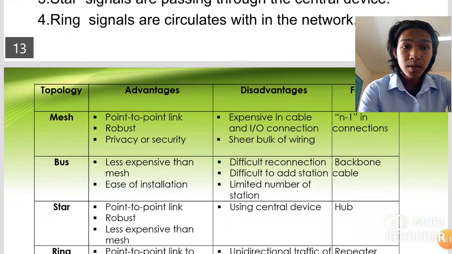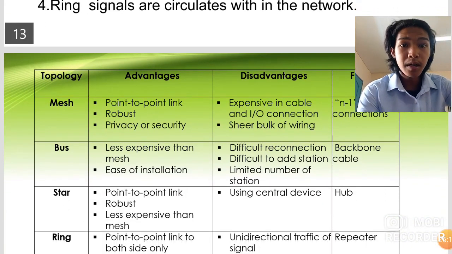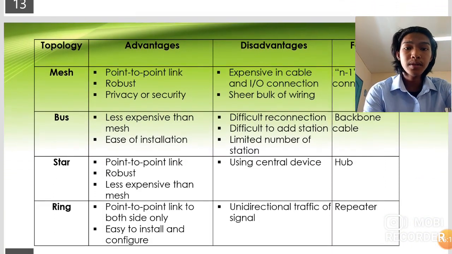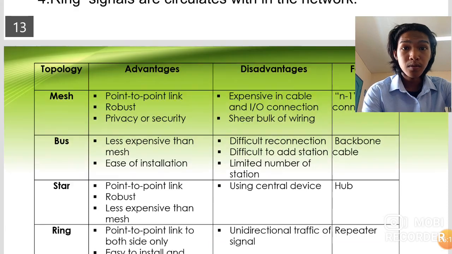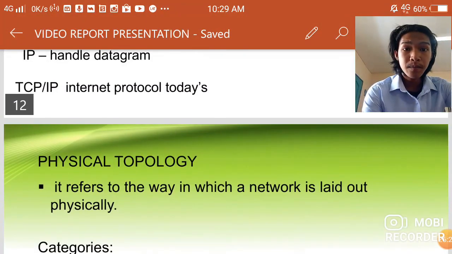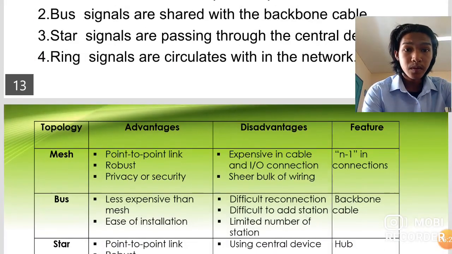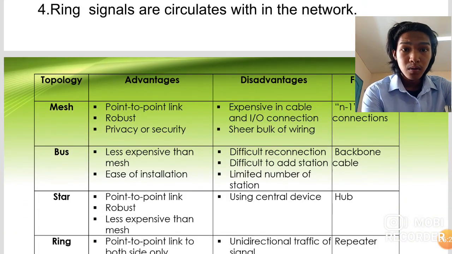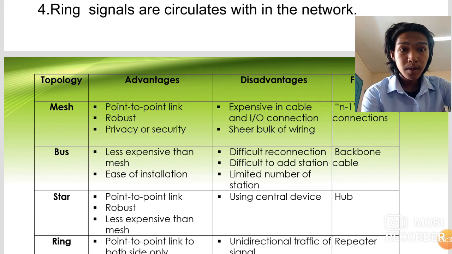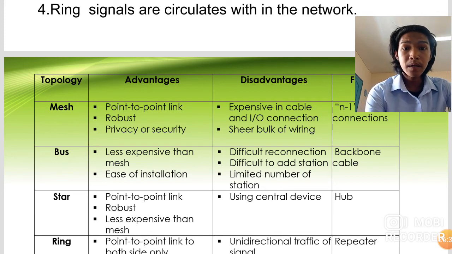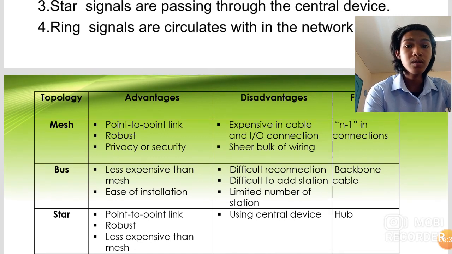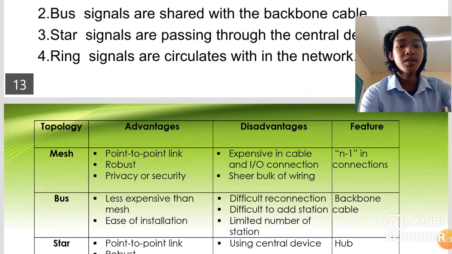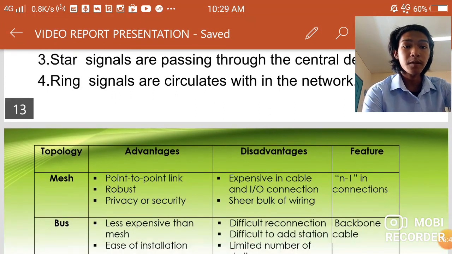Ito yun guys, yung table niya. Yung pagkakaiba ng mesh, bus, star, at ring doon sa physical topology. Yung advantage niya, yung disadvantage niya, at failure. Yung advantage ng bawat isa iba-iba sa bawat isa sa types ng topology. Tsaka ganun din sa disadvantage niya, tsaka sa feature niya.